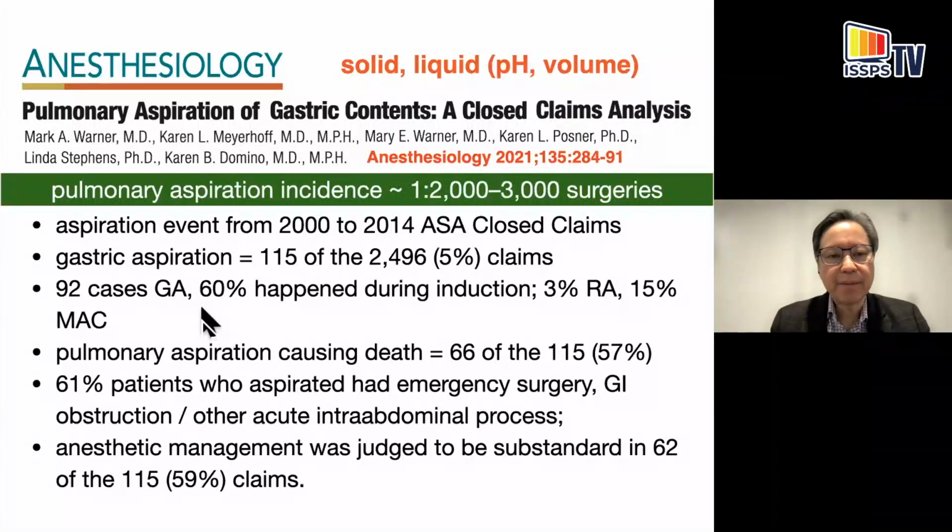Most of these cases happen during induction of general anesthesia, but it can happen during regional anesthesia and MAC, monitored anesthesia care, when too much sedation was given. In many of these cases, the pulmonary aspiration is deadly. In close to 60% of these cases, patients die in this series. So again, it reminds us that detection of a full stomach is important, and we definitely need to avoid the risk of pulmonary aspiration because the consequence is grave.